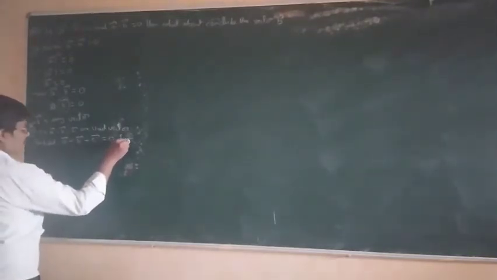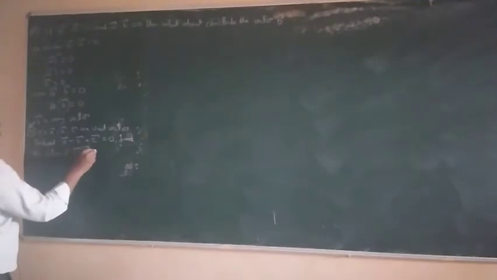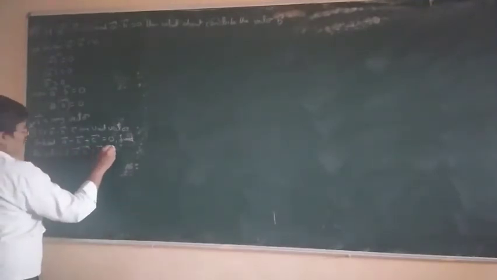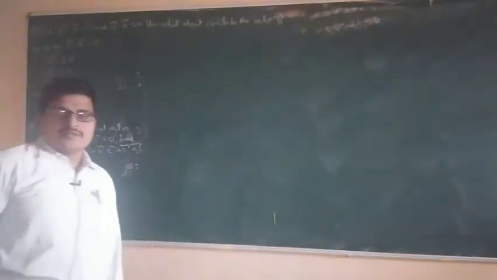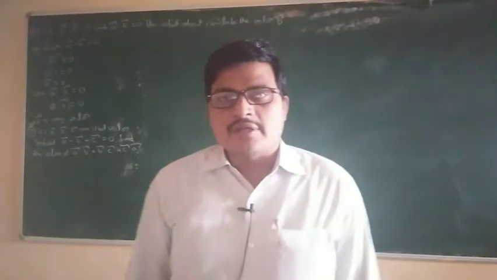Find the value of a bar dot b bar plus b bar dot c bar plus c bar dot a bar. Very important. CET bit also important. Okay, so what is the condition given in the problem?